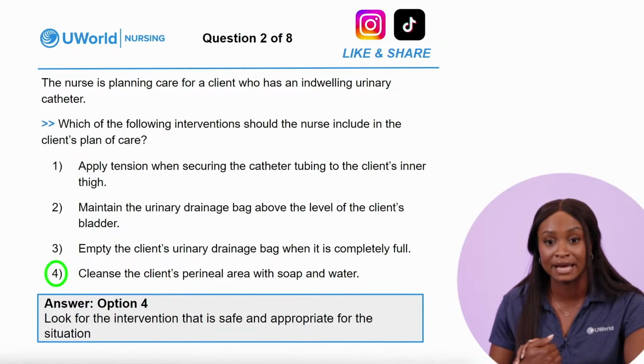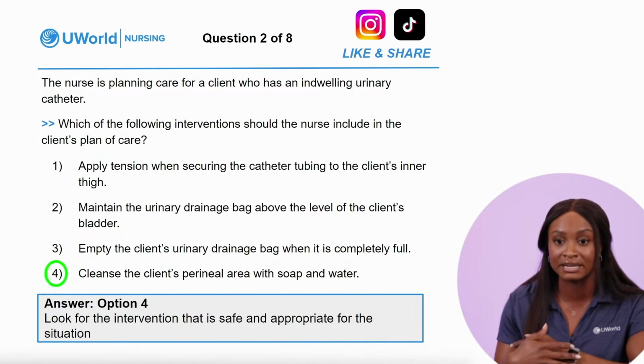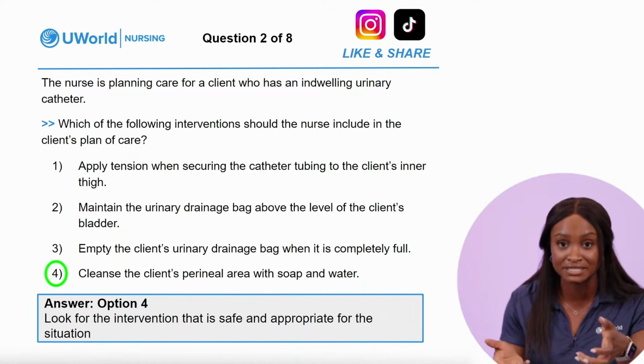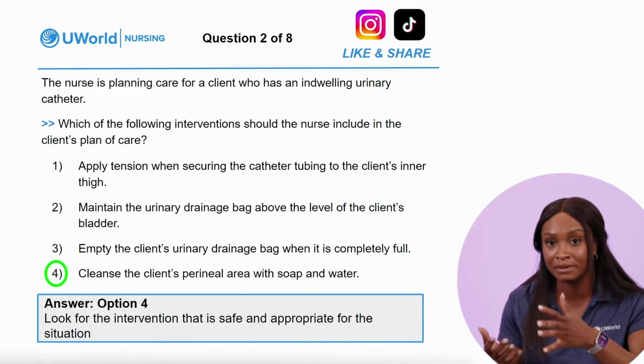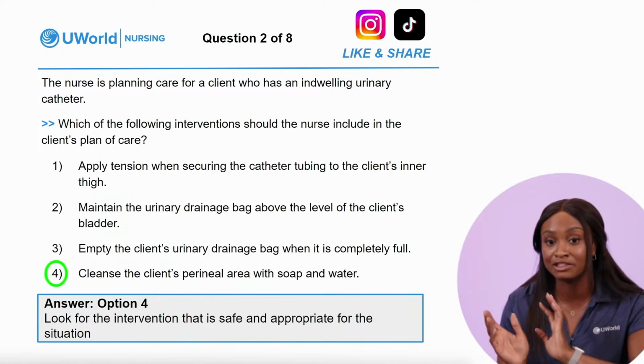Option 3, empty the client's urinary drainage bag when it is completely full. We want to do this before. We don't want it to actually get all the way full because it can cause backflow to the patient and cause infections. So always empty it, probably less than 1/2, so 1/3 to 1/2 full. It would be the correct option.